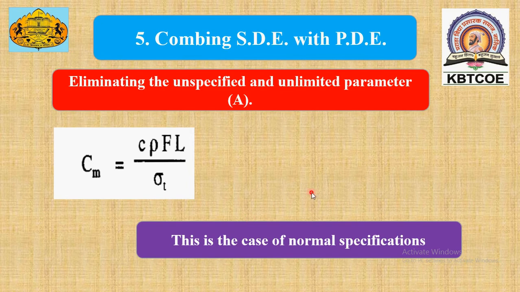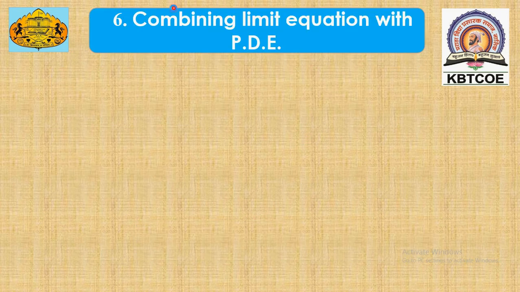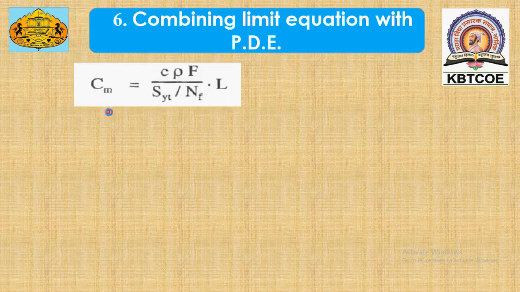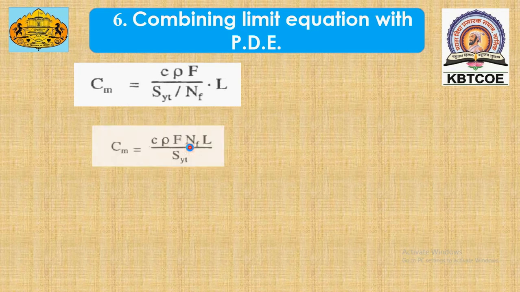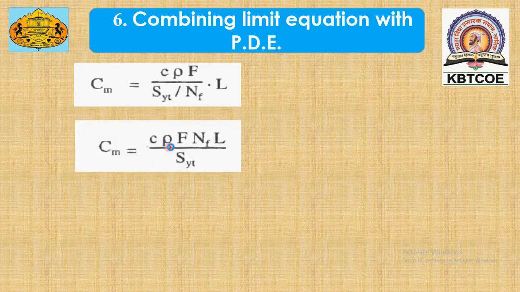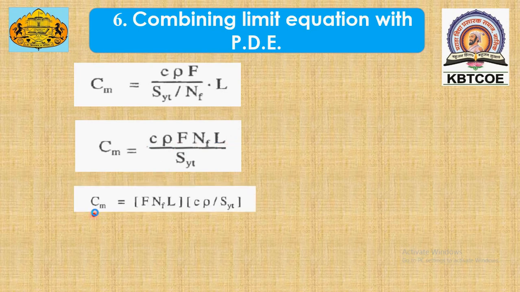Now the next step is combining the limit equation with the PDE. The next step is to include the effect of this limit equation in the developed PDE. So Cm equal to C rho F upon ultimate tensile strength upon factor of safety into L. So put the value of sigma T in the equation and write down the equation. So Cm equal to C rho F NF L upon SYT. Cm equal to F NF L.